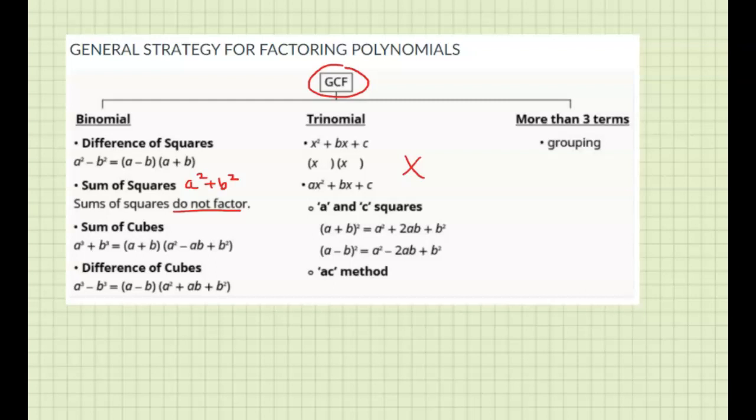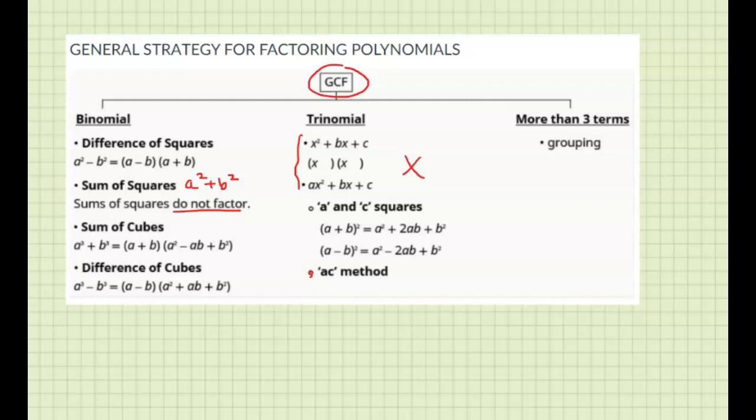For a trinomial, these methods are sufficient, but also look for perfect square trinomials, because that will make your life easier. It's quicker if you recognize it's a perfect square. Then you can go straight to just opening up the two parentheses and writing the answer down.